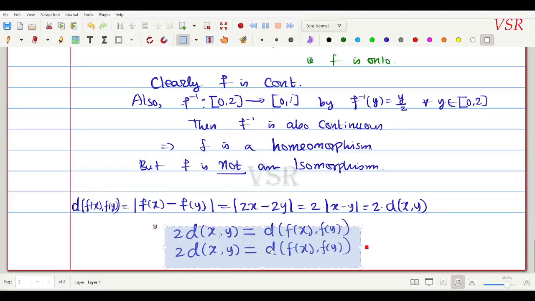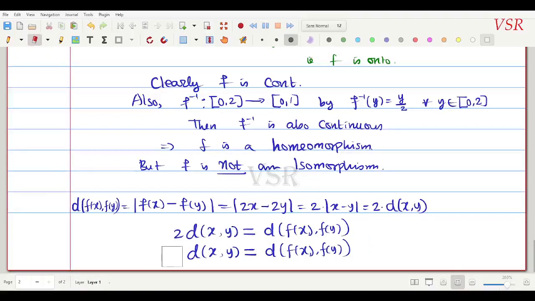Shall I write it in this way? That is, this implies that this is not equal, so we can write. Okay, this is not equal. Therefore f is not an isometry. These two are not equal, so f is not an isometry.